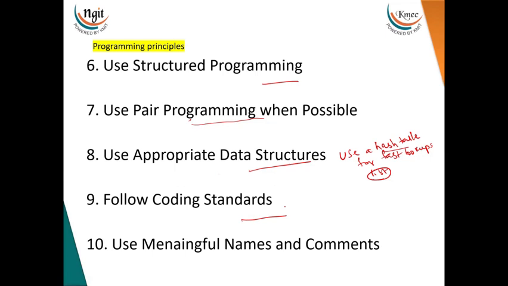Then the next one is use meaningful names and comments. Okay. Using meaningful names and comments means we make the code self-explanatory. Okay. For example, let us say a function called calculate total price is more meaningful than writing something like CALCTP. So the meaningful name could be calculate total price. How is this? Just you can understand.